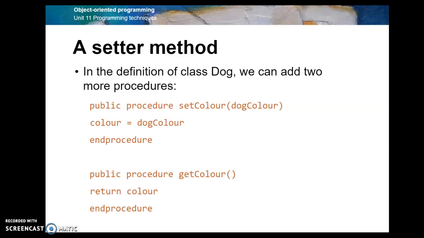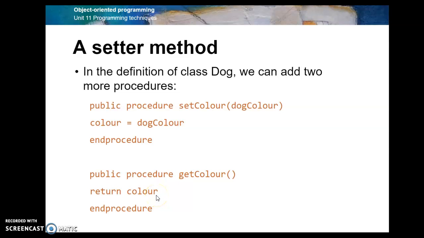For example, you say public procedure set color. So for the particular attribute color, you have said set color. What is the color? You passed a parameter called dog color. Then you are setting the value of color to dog color. And similarly, if you want to find out the value of an attribute, you can create a get method called get color and then return the value of the color.